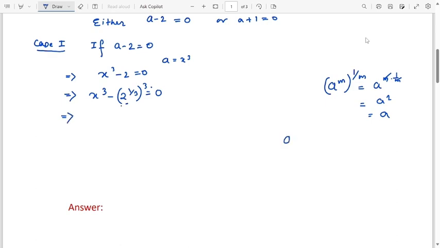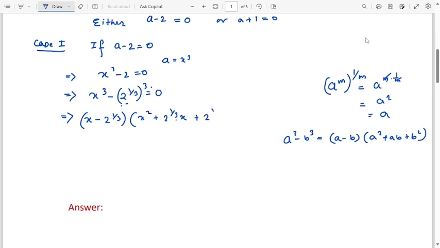Now we are going to use this formula. I know that all of you guys know the formula. What is a cube minus b cube in the factor form? In the factor form, it can be written as a minus b times a square plus ab plus b square. Okay. So from here a is x. So we are using this formula: x minus 2 to the power 1 by 3, times x square plus 2 to the power 1 by 3 times x plus, what is b square? 2 to the power 1 by 3 whole square, which is equal to 0.